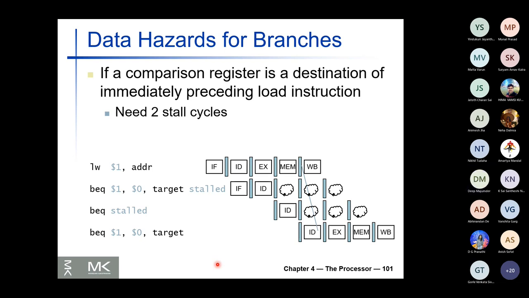Yes, sir. Okay. So you see that this management of branch or control hazard is quite interesting. There may be problems on the preceding side or maybe problems on the successor side. Right? Okay.